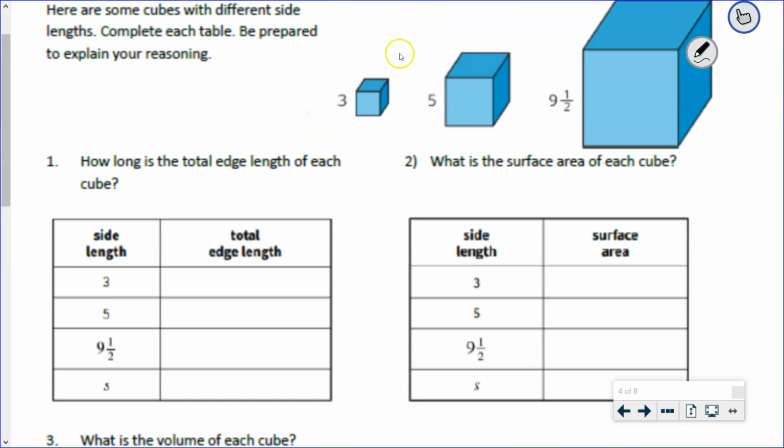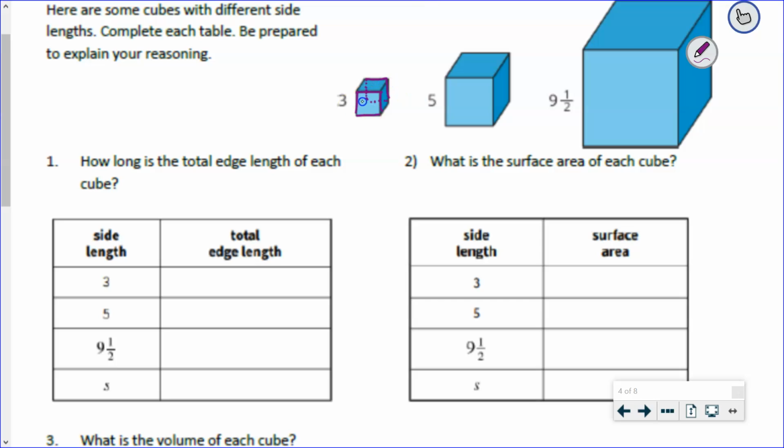We need to envision a cube and how many edges there are so that we can figure out the total edge length. Specifically, let's take a look at this one. This would be 3. Oh, that's a bad color. Let me choose a different one. 3, but this would also be 3, and this would also be 3, and this would also be 3. What's the length of edges so far? 12 so far. Good, but that's not all, because we also have 3 in the back, 3 in the back, and 3 in the back, and 3 in the back.